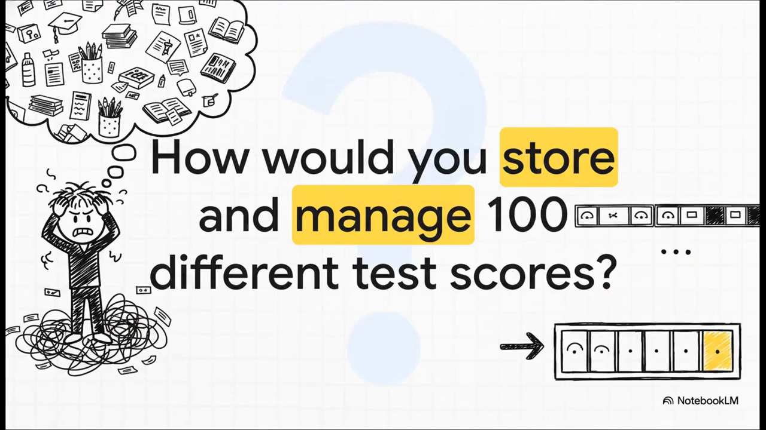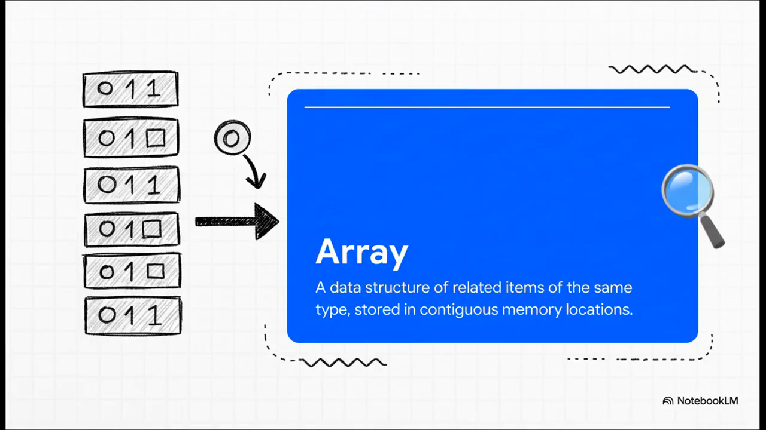So let's start with a problem. Imagine this. You're writing a program, and you need to keep track of test scores for a class of 100 students. How would you do it? Are you going to create 100 different variables? I mean, score 1, score 2, score 3. Ugh, what a nightmare to manage. There's got to be a better way, right? Well, of course there is. And the answer, the really elegant solution in C, is the array.